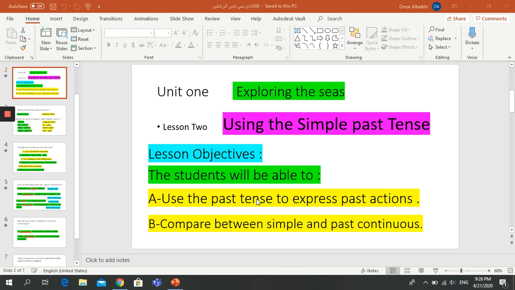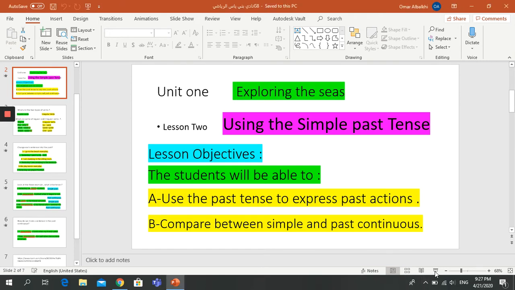subject, Grade 8, General. We are still studying in the first unit of the third trimester. Our unit title is Exploring the Seas. And the second lesson of this unit, we would like to talk about using the simple past tense.